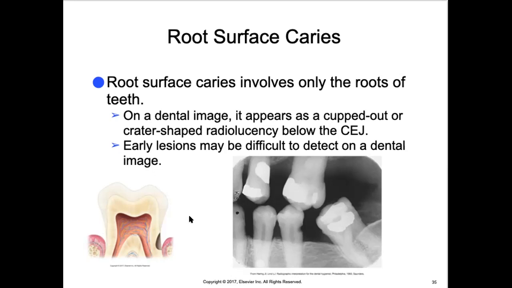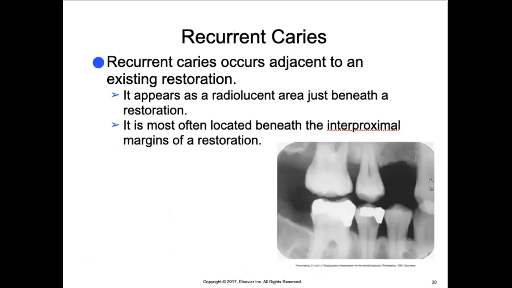So early lesions may be difficult to detect on a dental image, but here we have one, and we can definitely see a cupped out or crater shape right below that CEJ. And here on that radiographic image, this looks like it is tooth number 20. This is the distal portion of tooth number 20. Recurrent caries is caries that occurs adjacent to or under an existing restoration. It appears as a radiolucent area just beneath a restoration, and it is most often located beneath the interproximal margins of the restoration.